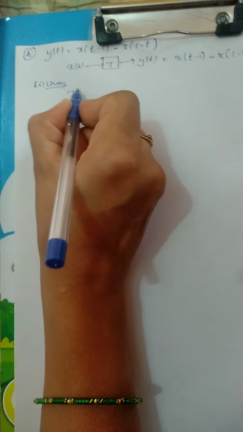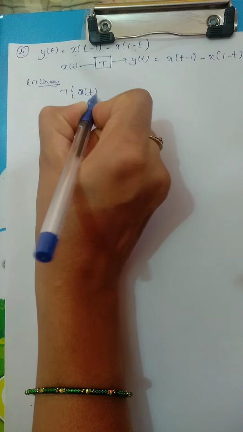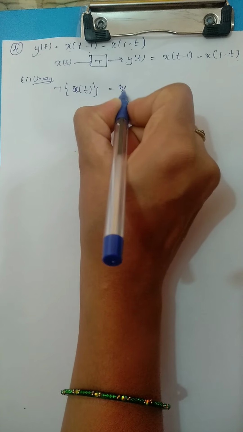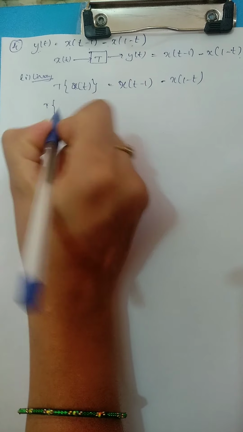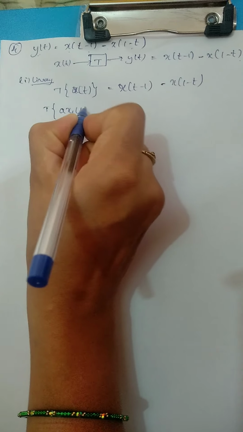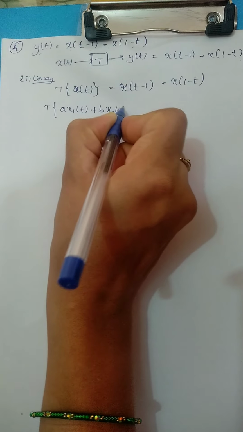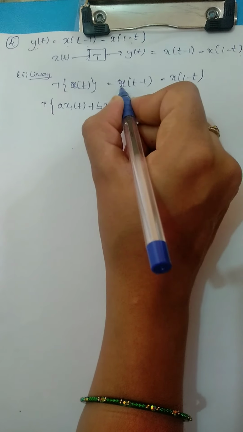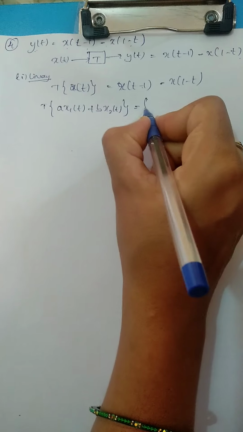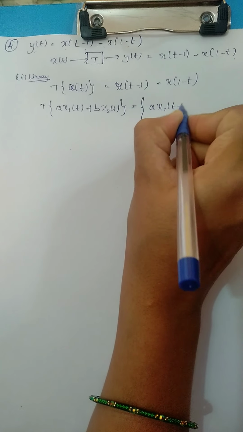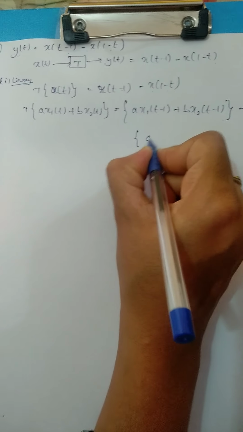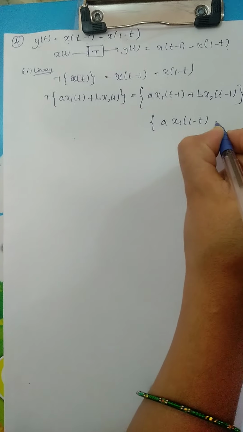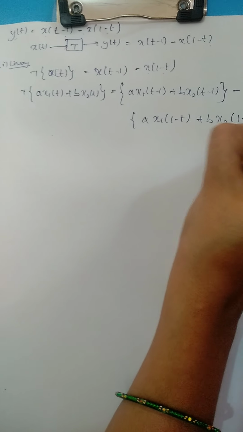For that we need to consider T of x of t is equal to x of t minus 1 minus x of 1 minus t. In the place of x of t, I am replacing a into x1 of t plus b into x2 of t. Similarly, in the place of x of t minus 1, I am replacing a into x1 of t minus 1 plus b into x2 of t minus 1. In the place of x of 1 minus t, I am replacing a into x1 of 1 minus t plus b into x2 of 1 minus t.